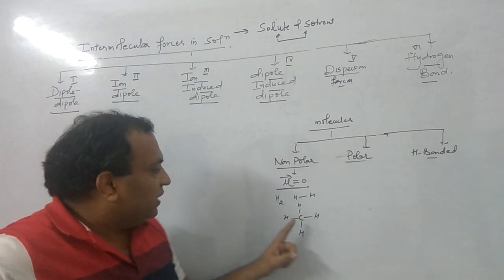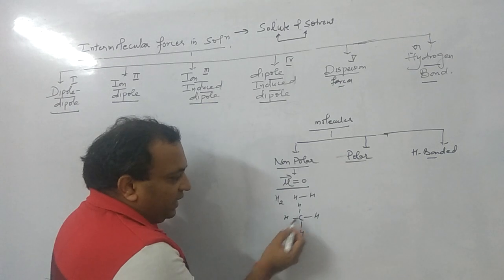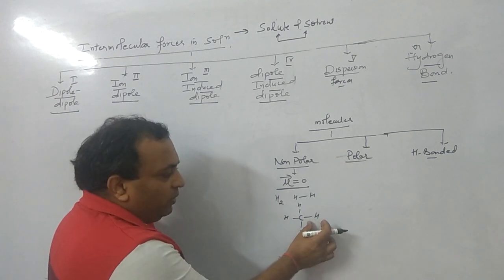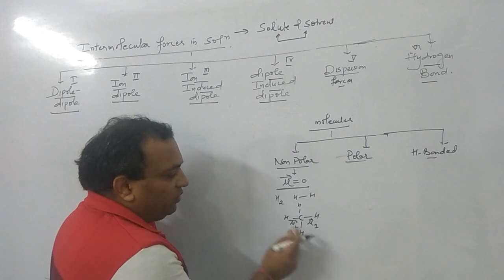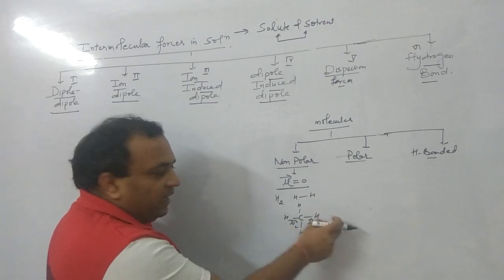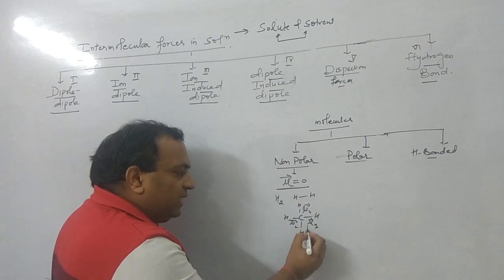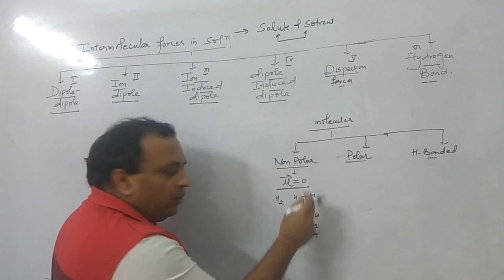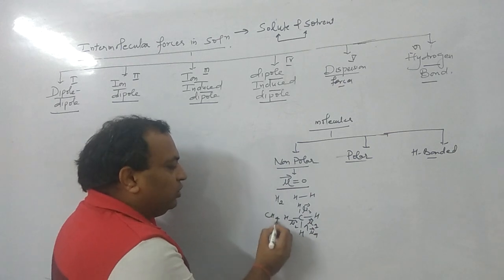Now this methane, it will have the four bonds. Now see the four bonds. This is first, second, third, and fourth. The dipole moment of this bond mu1 cancels the dipole moment of second bond, making the net dipole moment 0. Similarly, the dipole moment of third bond cancels the dipole moment of fourth bond, due to which the net dipole moment of methane is also 0.